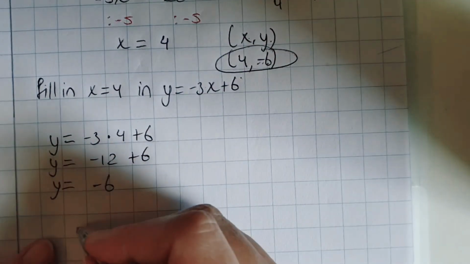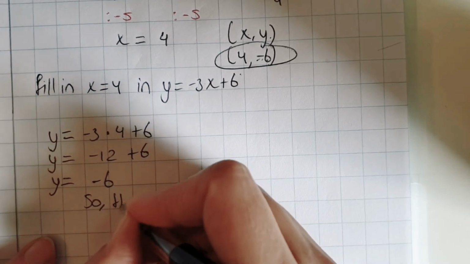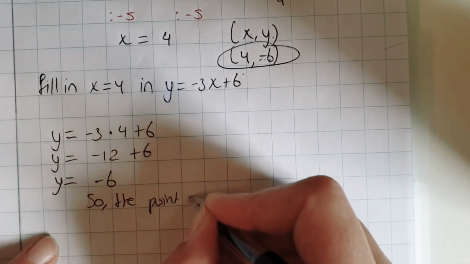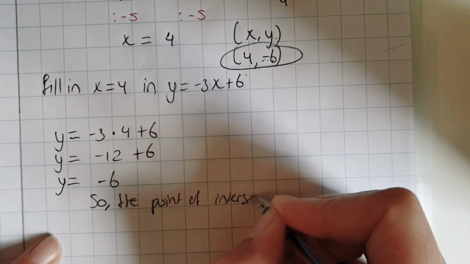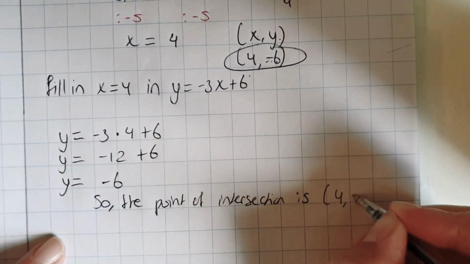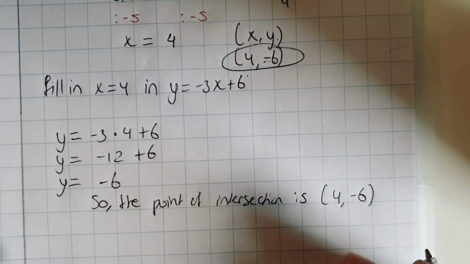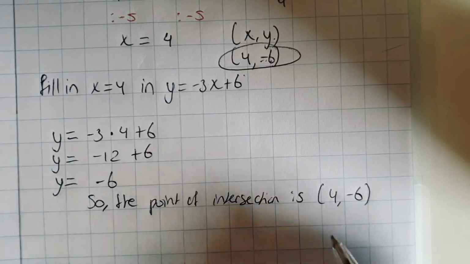Now, of course, it's a good idea to also write down a solution sentence. The point of intersection is 4 comma minus 6.